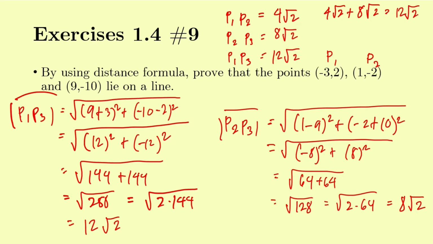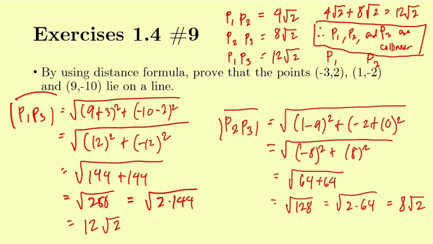Therefore, we can conclude that P1, P2, and P3, these 3 points, are not collinear. And that is our final answer for this item.